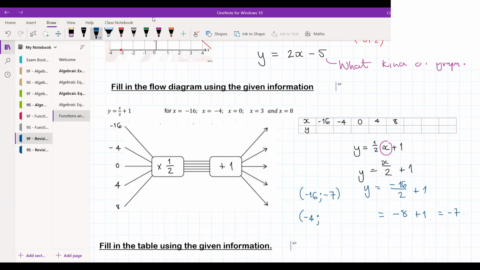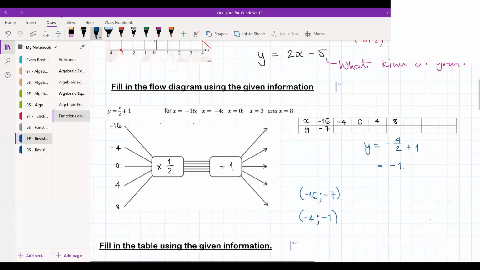Yes. Excellent. Beautiful. So we know this is negative 7. What about negative 4? Keep going. Okay. Negative 4, it'll be negative 4 divided by 2 plus 1. Good. And what answer did you get? The answer will be negative 2 plus 1, which is equal to negative 1. Wonderful. So my coordinates will read negative 4 semicolon negative 1 close bracket. Beautiful. All right.